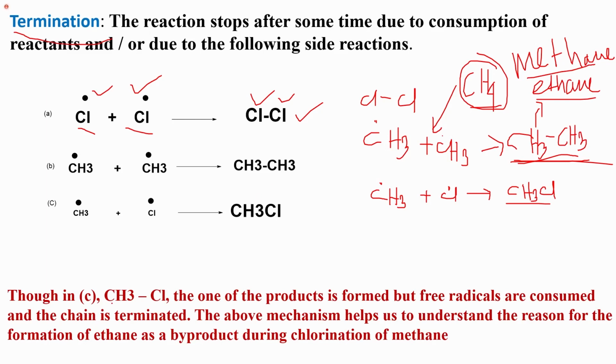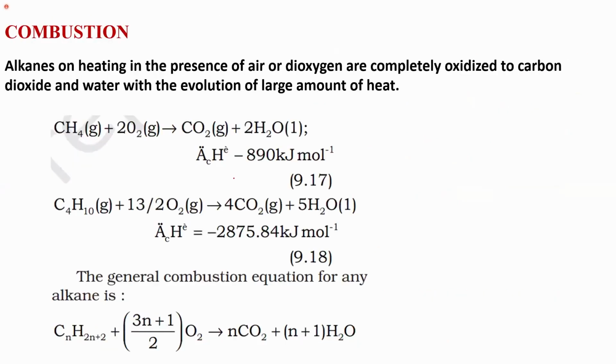Now though in CH3Cl, one of the products is formed, free radicals are consumed and the chain is terminated. The above mechanism helps us to understand the reason for the formation of ethane as a byproduct during the halogenation of the methane molecule. Okay, so this is the main reason the byproduct is the ethane molecule. Now we'll go to the substitution. These are all the substitution reactions.